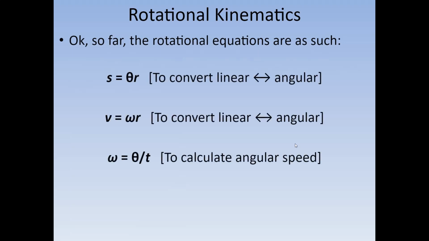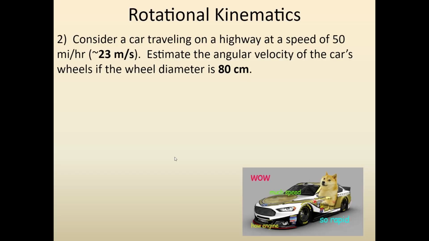So these are our equations so far. We have two equations to convert linear to angular values, and we have one equation to find the angular speed. One thing I do want to point out is in the note packet, you do have a few tables. You don't have to worry about filling out the tables at this moment. I'm going to show you a more filled out table as we start getting more terms thrown in here. All right.